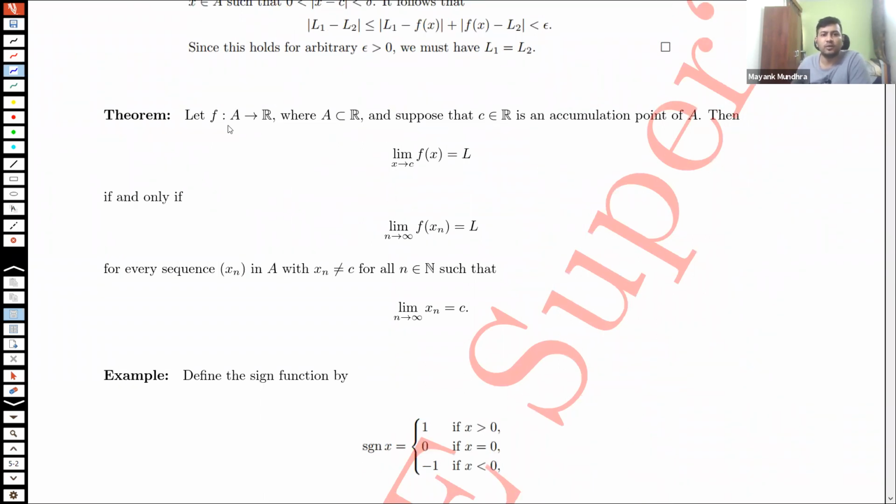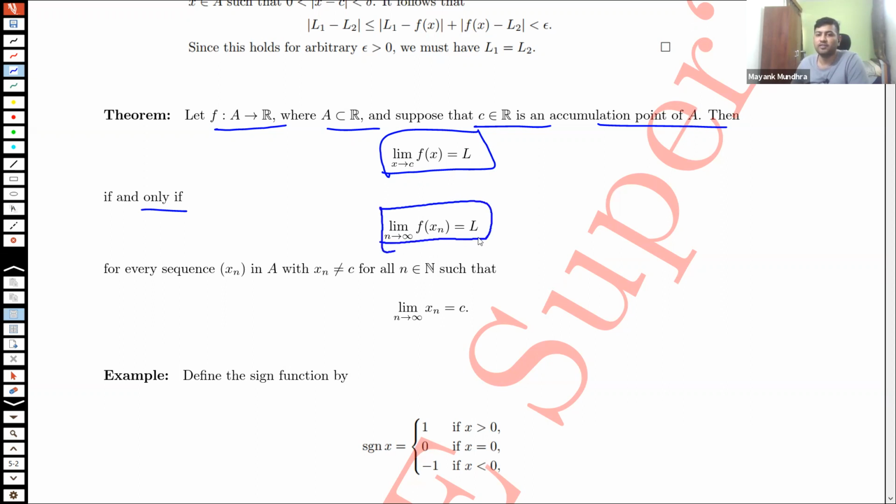Okay, now the next theorem is that if f is A to R, where A is a subset of R, and suppose that C is an accumulation point of A, then limit x tending to C f of x is equal to L if and only if limit n tending to infinity f of xn is equal to L for every sequence xn in A with xn not equal to C, such that the sequence itself converges to C.